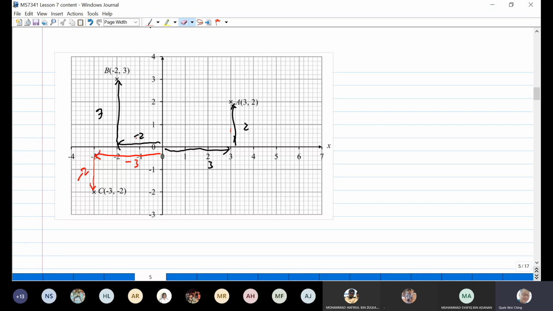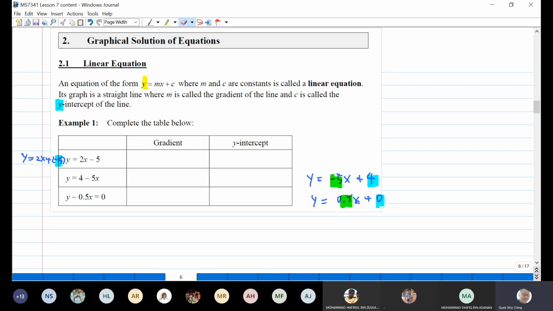Okay, this is a general point. So on the graph paper you have many points. This is just the beginning of how to draw the point on the graph paper. So immediately I'm going to try to tell you what is a straight line.